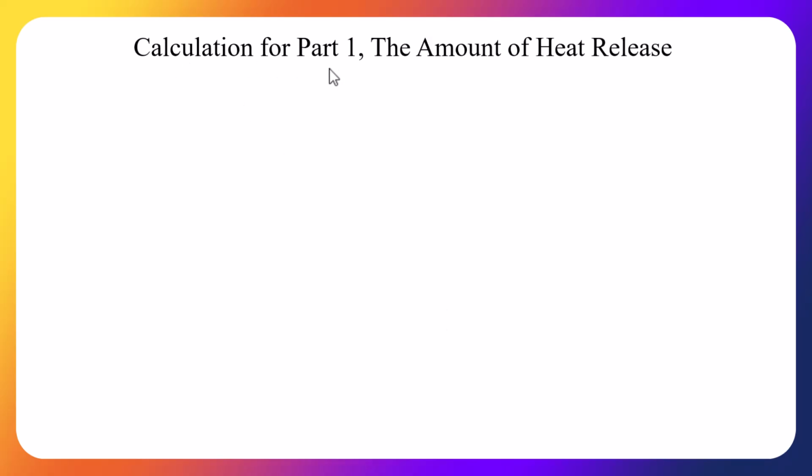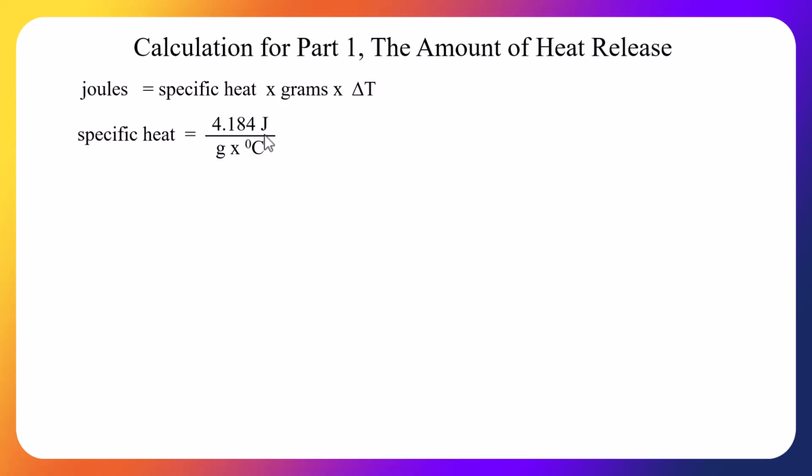Calculations for part 1, the amount of heat released. Remember, joules, or the amount of heat released, equals the specific heat of the water times the grams of the water times the delta T, the change in temperature of the water. Specific heat, as you recall, is 4.184 joules divided by grams divided by Celsius. We are using 30 milliliters of solution.